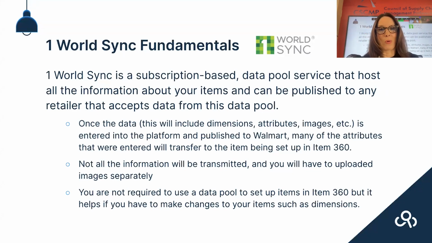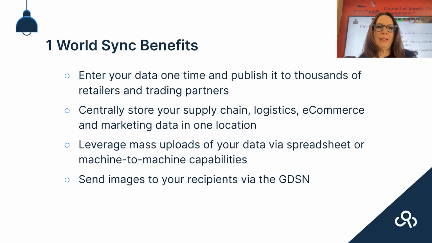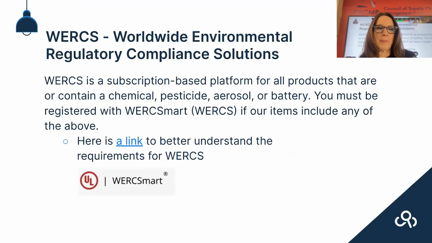One of the benefits of One World Sync is that if you have to pull back an item and redo it, reconfigure it, you can just go and unpublish it. It will unpublish it from Walmart, and then you can republish it with the correct information. If you are in item 360, you can't do that. I've found vendors that have to create a brand new UPC because there are certain things you can't fix. I'm sure you guys have run into that. It's very frustrating. So I talked about the benefits.